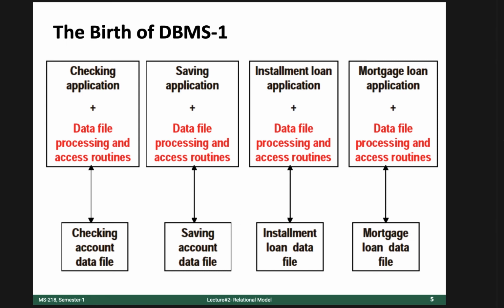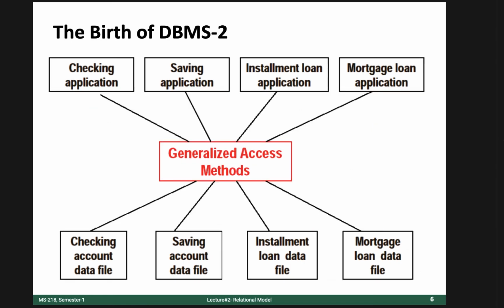So here the problem was generalization, because for every data file you had to write separate code for saving that data file. Then they thought about generalized access methods. They said all the applications should only communicate with the generalized access method, and that generalized access method would provide some generalization and abstraction to the operating system, to the hardware, to your hard disk, and it would solve some problems, right? So this is the birth of DBMS, version 2.